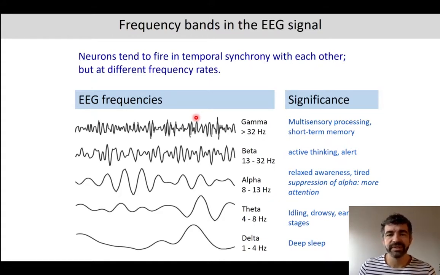You don't need to know this in detail, but just to give you an idea that different frequencies represent different cognitive functions. So, for example, the alpha band frequency, 8 to 13 Hertz, signifies a relaxed awareness. When you're tired, alpha is also higher. The suppression of alpha, so the sudden reduction of alpha, in turn indicates that someone pays more attention. Gamma, however, high frequency, more than 32 Hertz, is related to multisensory processing and short-term memory.